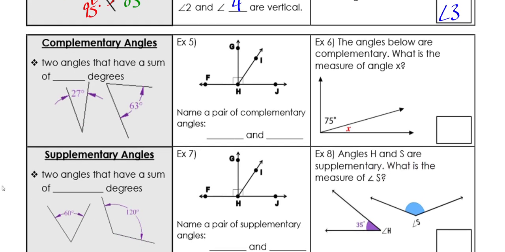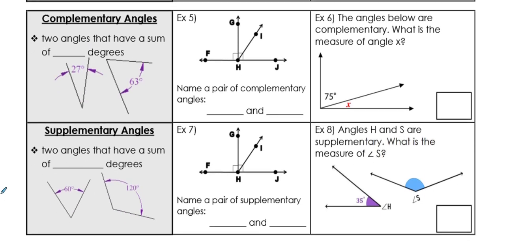Alright, two angles that have a sum of 90 degrees are called complementary. These are words that you definitely have to memorize. You've got to distinguish between complementary and supplementary. Complementary add up to 90. Supplementary are going to add up to 180.